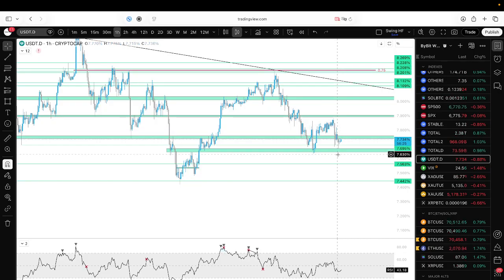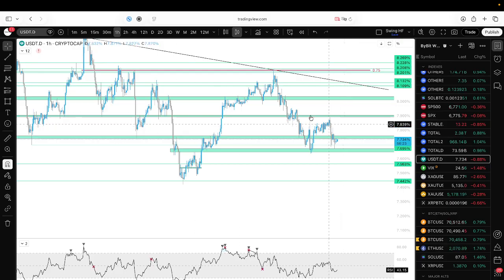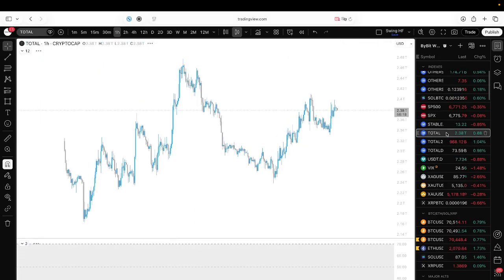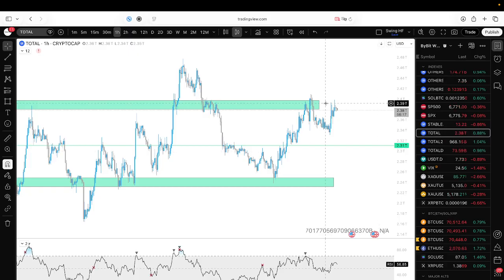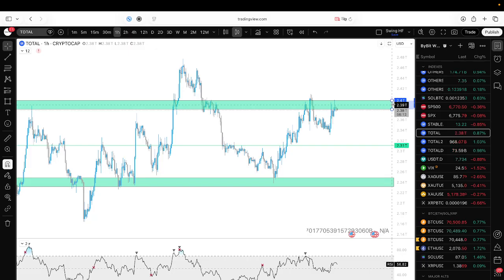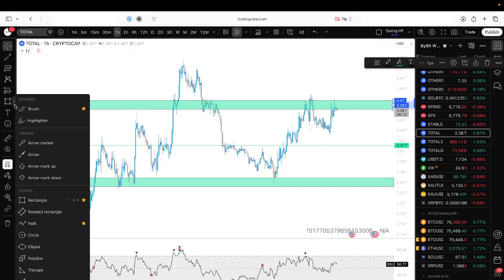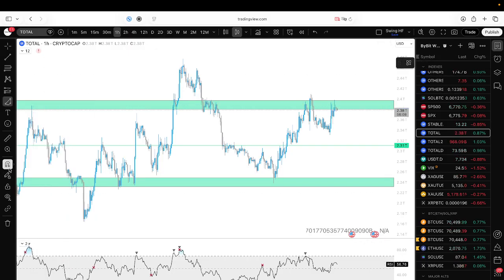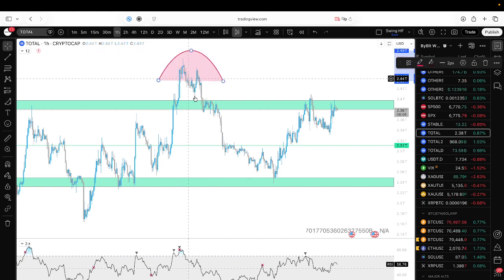Okay, so the first thing you need to do is look at the dominance. Then you can go on total or total 2 to understand where we are. Look, again, same boxes. What happened here? Deviation here on the upside. Boom. Drop down.